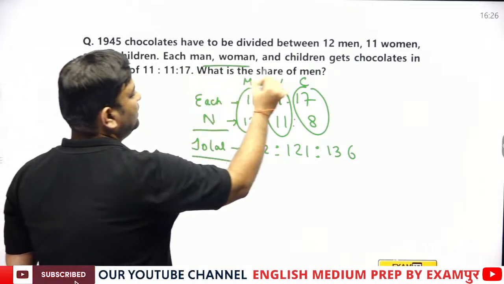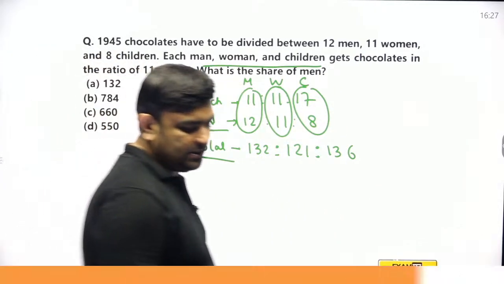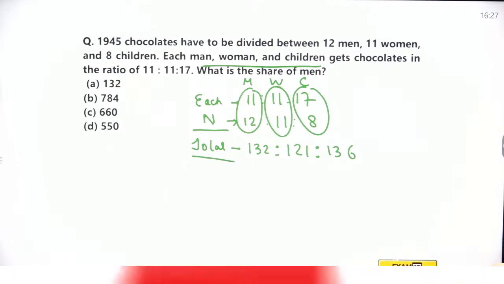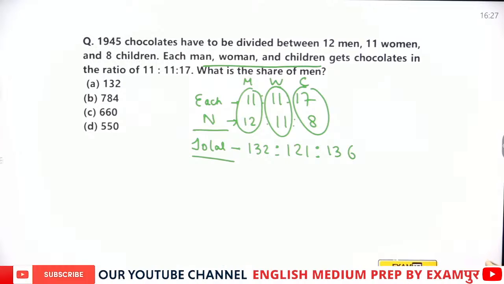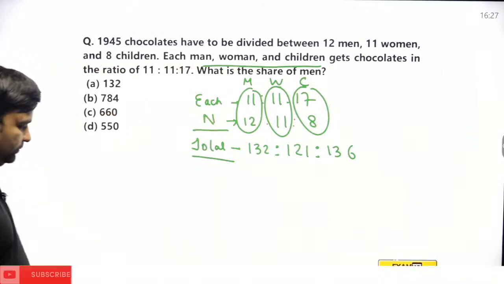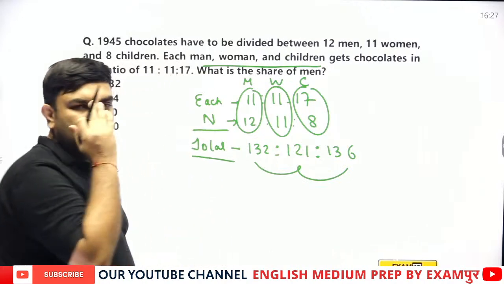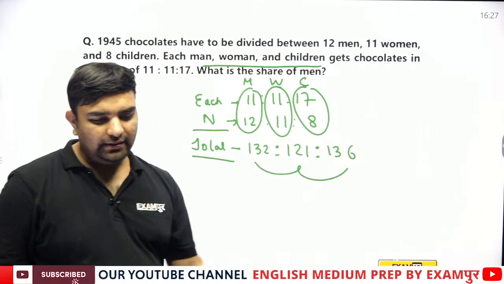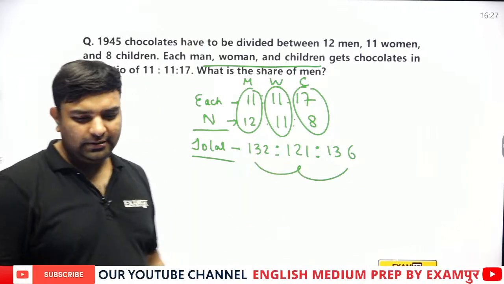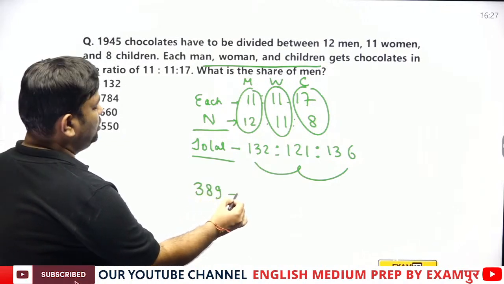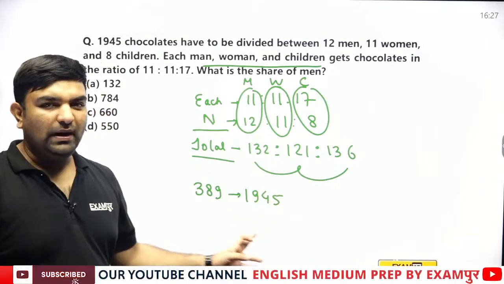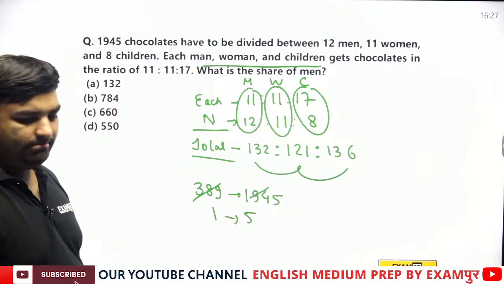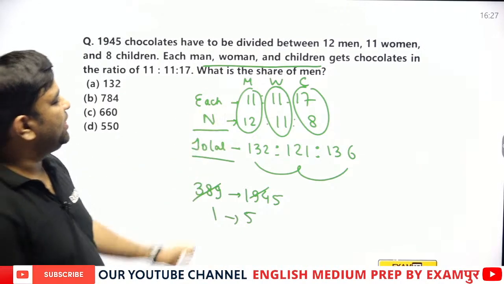What is the share of the men? We will check whether he is talking about individual or total. So what is the total? 132 plus 121 plus 136 is 389. 389 is equal to 1945, a multiple of 5.